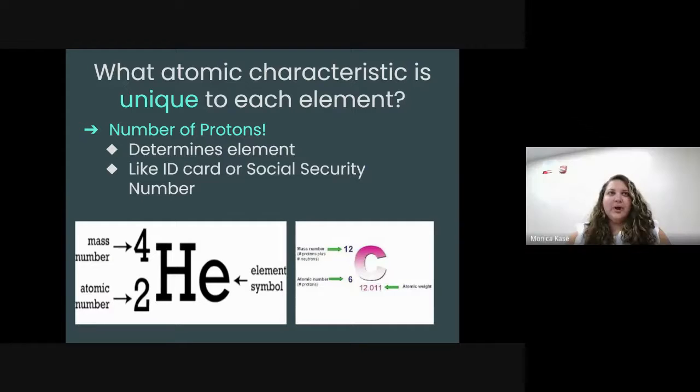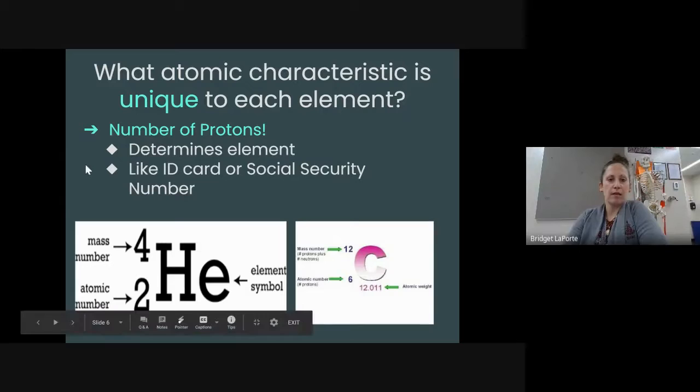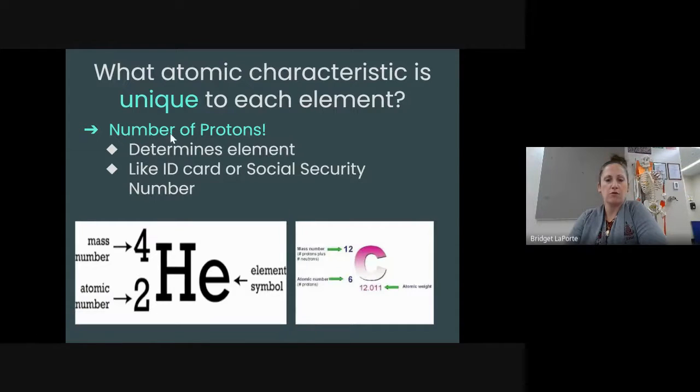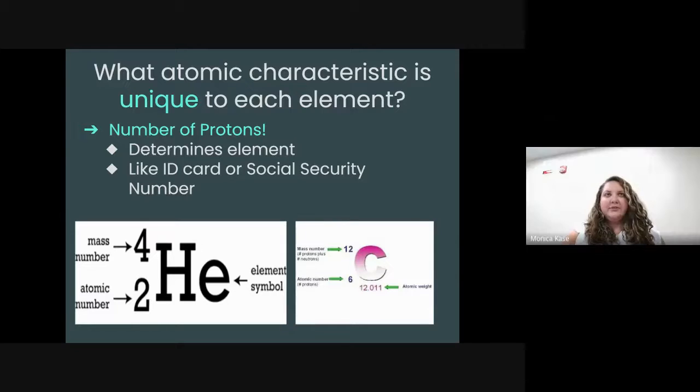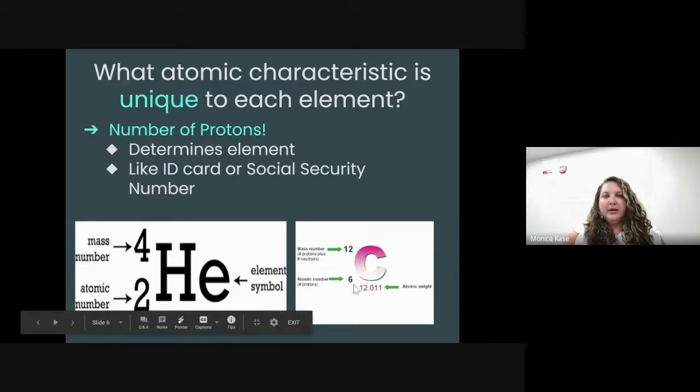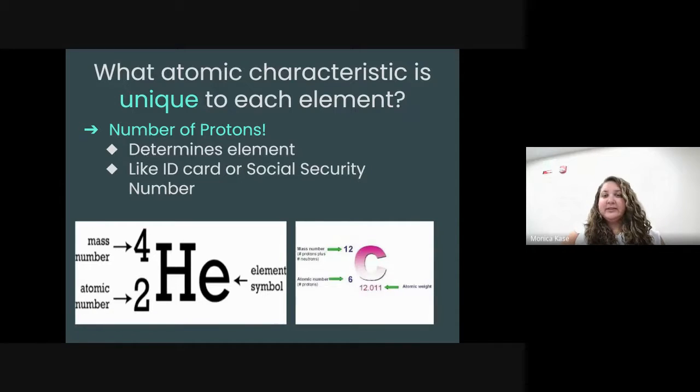Make sure to highlight, we've got it color coded here, drawing your attention to that number of protons. That is your key identifier for every single element. No two elements have the same atomic number, the same number of protons. And then for the picture on the bottom right, we have carbon, and our number of protons for that is 6. It's the same as its atomic number. So anytime you see the number 6 for number of protons, it will equate to carbon.